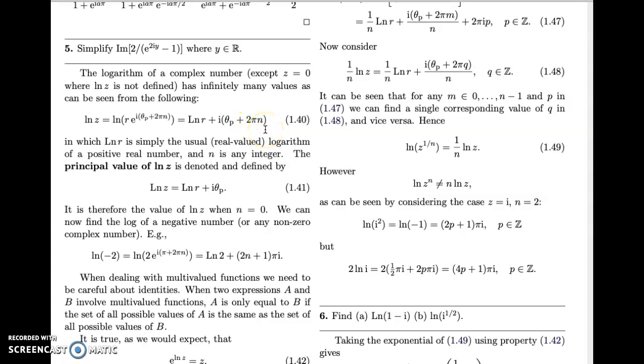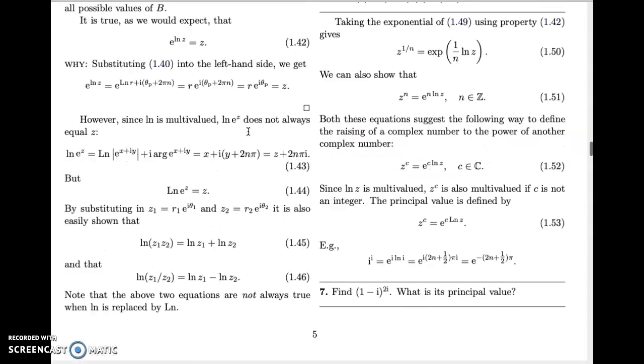Okay. Now, if you're doing analysis, then you don't want this choice. You need to choose one particular value of n and then stick with it. Now, when you do that, there'll always be a line along the complex plane where you get a jump in the value of log.